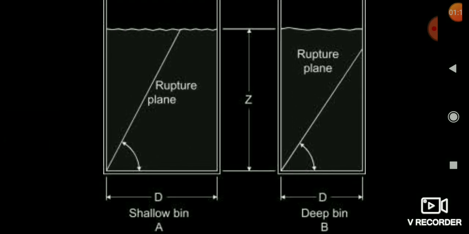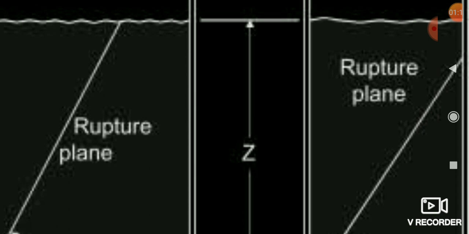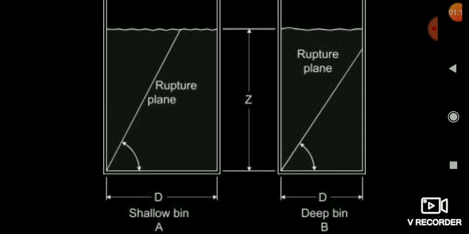And in deep beans, you see that the plane of rupture meets the opposite wall of the bean, meaning it doesn't meet the top surface of the grain. So these are the differences between the shallow beans and deep beans. So you can roughly get an idea of the difference between these both.